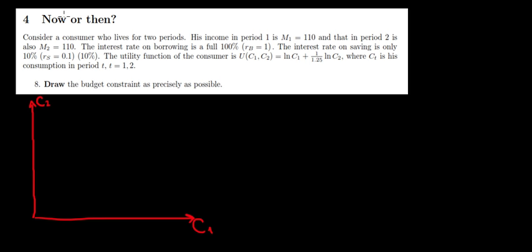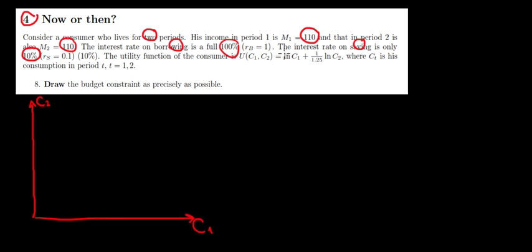Let's have a look at question 4 in this video. So consider a consumer who lives for 2 periods. Income in the first period is 110 euros and income in the second period is also 110 euros. The interest rate on borrowing is 100%, meaning that we pay back double the amount. So we pay back what we borrow and once more the amount on top of that. And the interest rate on saving is only 10%.